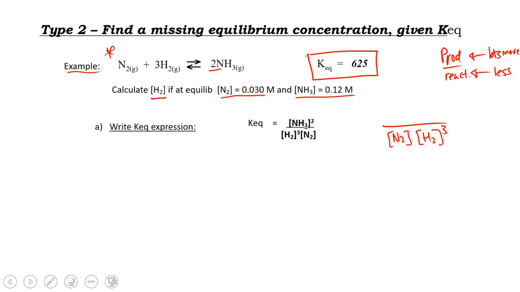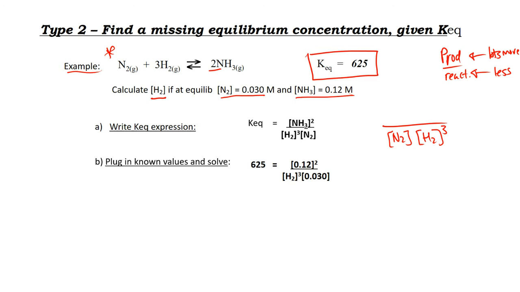Okay, plug in your numbers. So plug in your values, and we get this. Now notice the big difference between the last question is we actually have the KEQ value given to us. So I plug that value in this time. On the right-hand side, we're missing something. We're missing this, hydrogen concentration. So we got a bit of work to do.